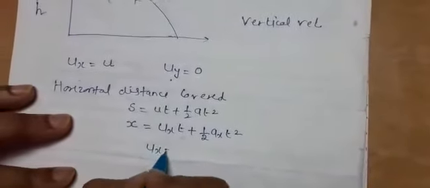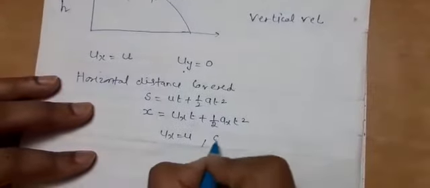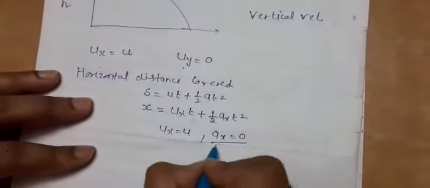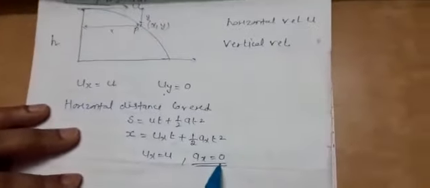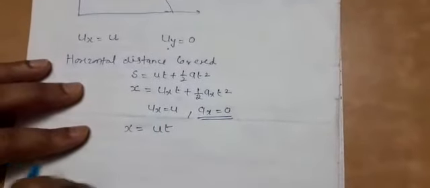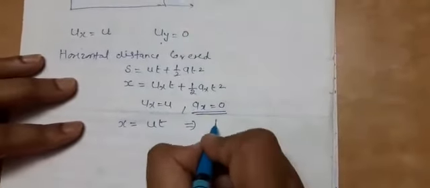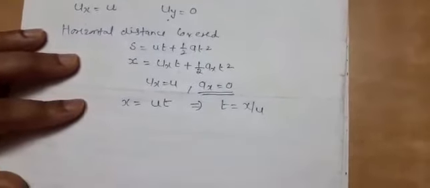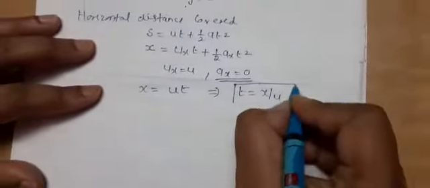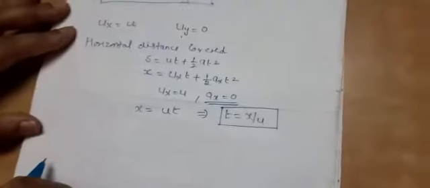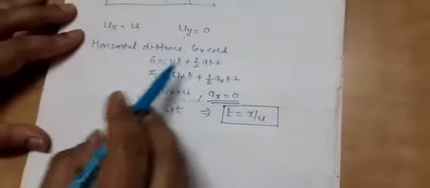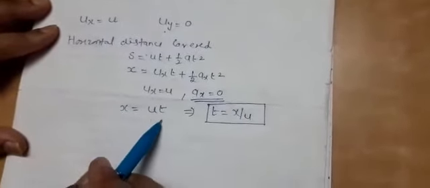Now u_x is u, it is given. a_x, I have already explained that there is no component of acceleration due to gravity along the horizontal. So here what I will get is x equal to ut. So from here we can obtain the time instant at which we are discussing the path. Along the horizontal direction we have found the horizontal distance covered, from where we have obtained the time.